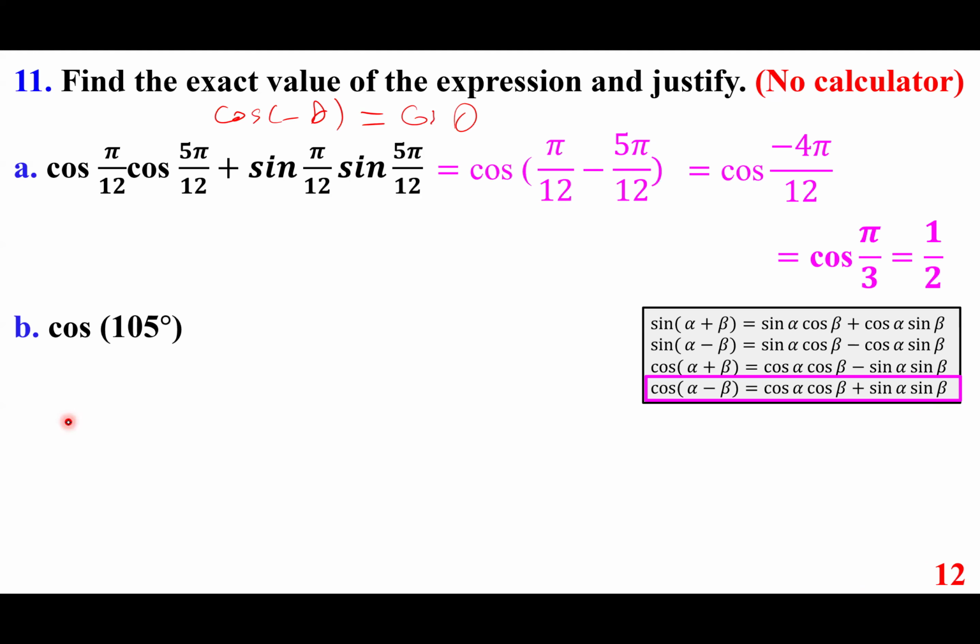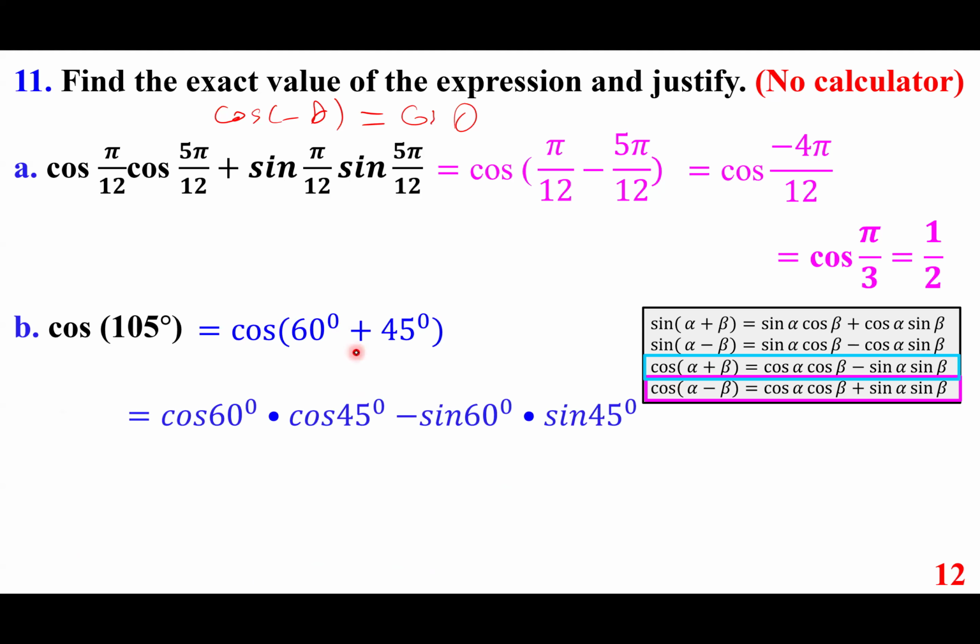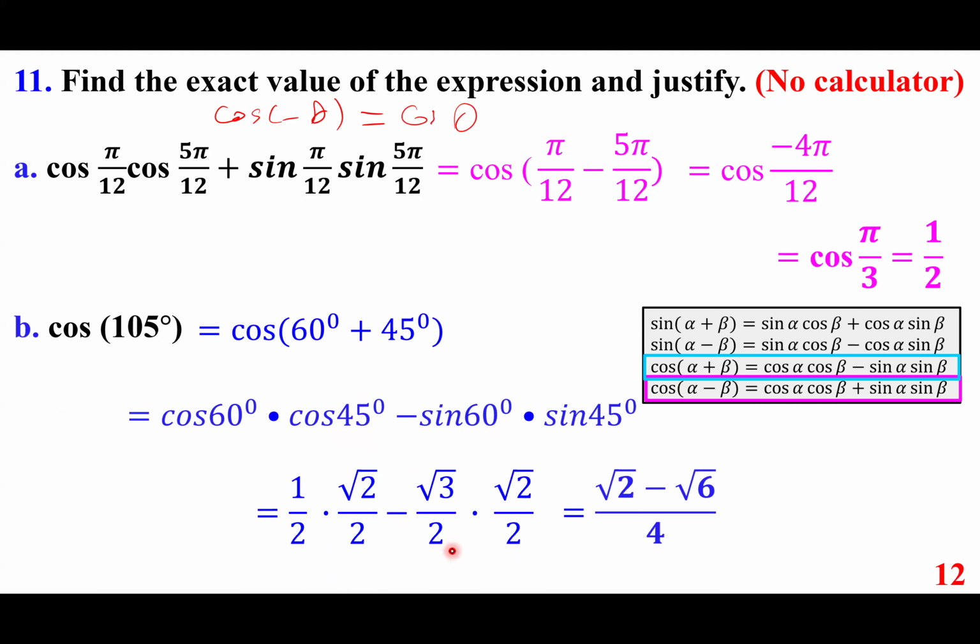What about 105? 105 is the sum of 60 and 45, so we make it cosine of 60 plus 45, and we use cosine of alpha plus beta. So cosine alpha cosine beta, that means cosine 60 cosine 45 minus sine 60 sine 45. Cosine of 60 is 1/2, times cosine of 45, which is square root of 2 over 2, minus sine of 60, which is square root of 3 over 2, times sine of 45, which is square root of 2 over 2, common arcs. This is square root of 2 minus square root of 6, and the denominator is a common denominator of 4.